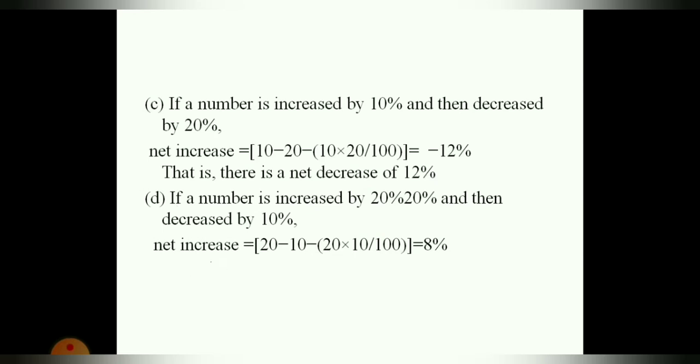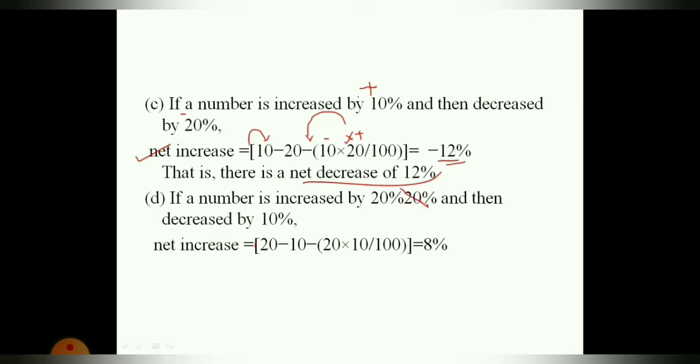And if a number is increased by 10 percentage, then decreased by 20 percentage, first increase then decrease. So first is plus 10 and second is minus 20. We are going to calculate the net increase or decrease. So plus 10 minus 20 plus 10 into minus 20 by 100, plus into minus we'll get minus here. So the final value we got is minus 12 percentage, which means this is a net decrease of 12 percentage.